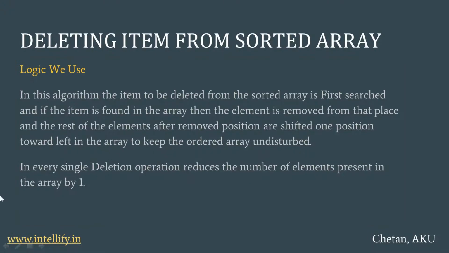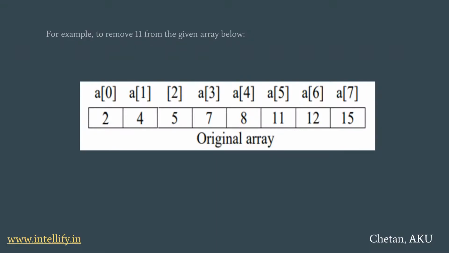The second thing we need to know is that every single deletion operation reduces the number of elements present in the array by 1. Every time we delete an element from the array, it reduces the length of the array by 1. Now, here is the explanation in pictorial form.